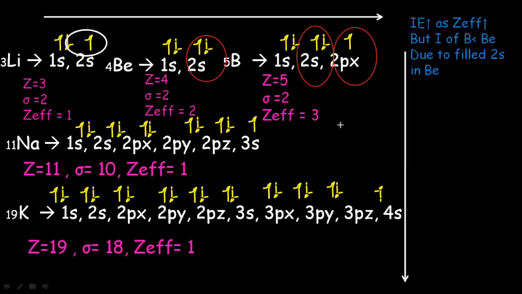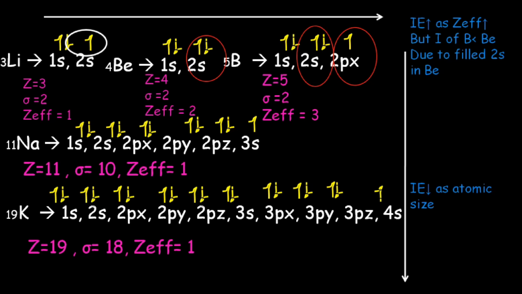While moving down the group, the ionization energy decreases. Why does it decrease? Though the effective nuclear charge remains constant, the number of intervening electrons increases. When you move down the group, a complete shell is added. The valence shell in lithium is 2. For sodium, the valence shell is 3. For potassium, it is 4. While moving down the group, a complete shell is added.